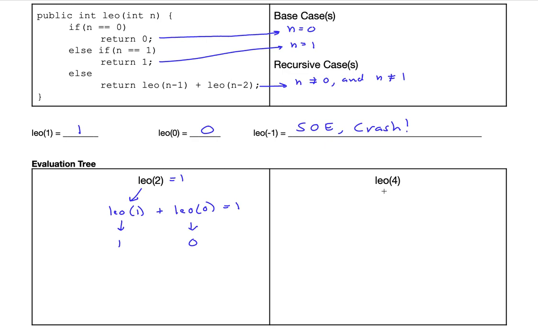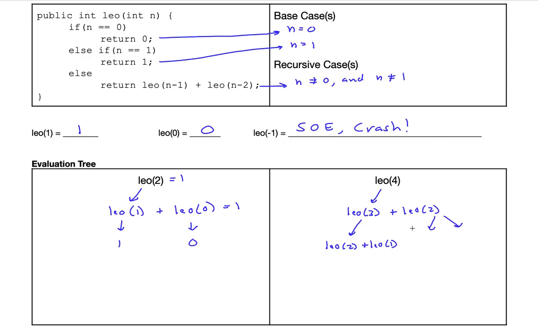Let's look at Leo of 4. This is where things start to get a little bit more complicated. If we wanted to do Leo of 4, that means, based on this recursive definition, we would have to do Leo of 3 plus Leo of 2. And if we wanted to do Leo of 3, though, we would have to do Leo of 2 plus Leo of 1. Now I know we technically know what Leo of 2 is and what Leo of 1 is, but I want to show you what actually happens on the computer.